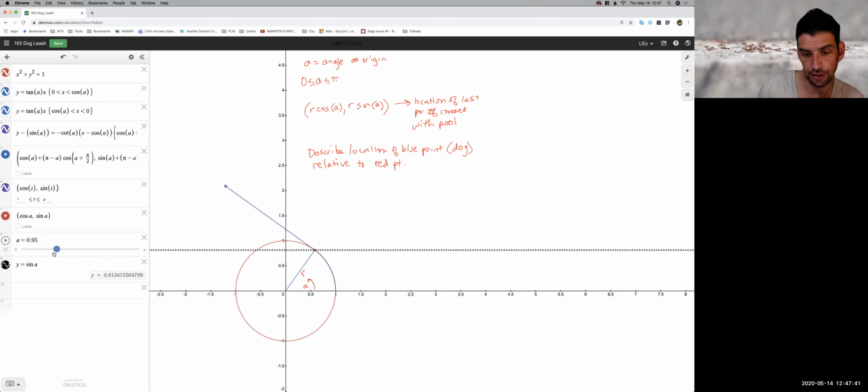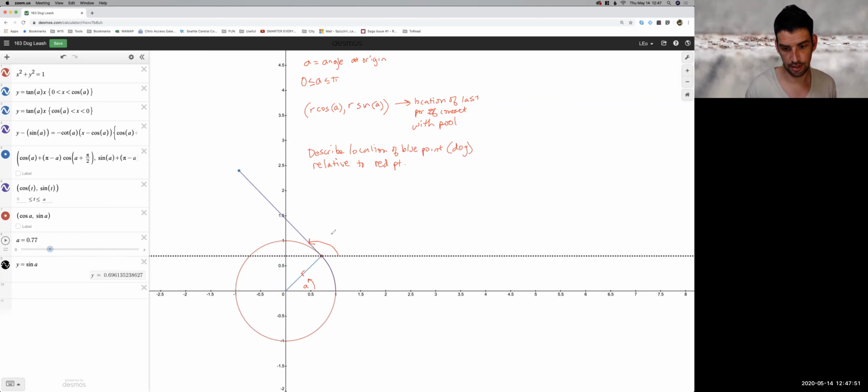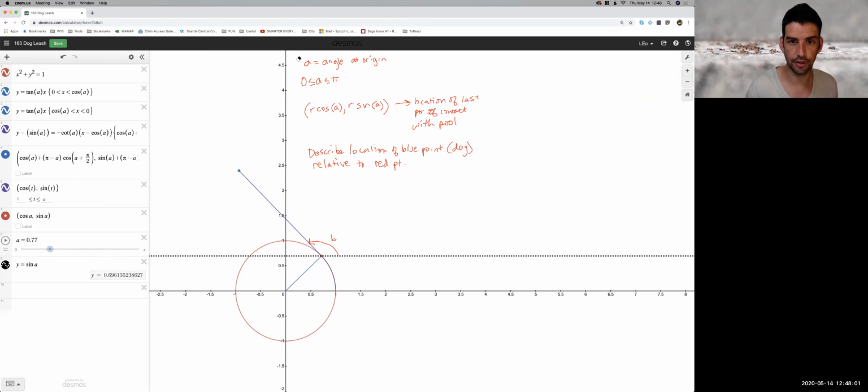And what I want to do is name this angle here. Call this B. Okay, let me clean up a little bit. I'm going to keep the radius label out of this for now. Oops, I need a pen. Okay, so the angle B is the angle from this horizontal line to the trajectory of the leash.